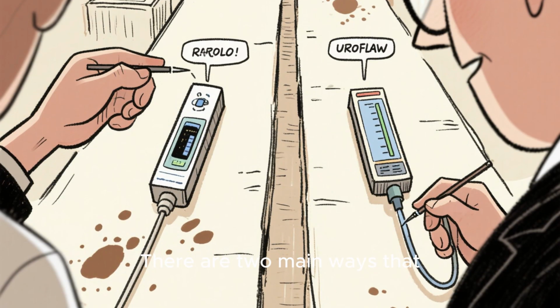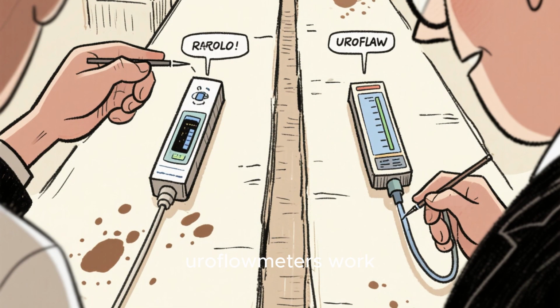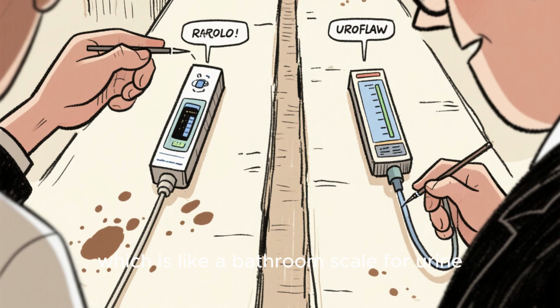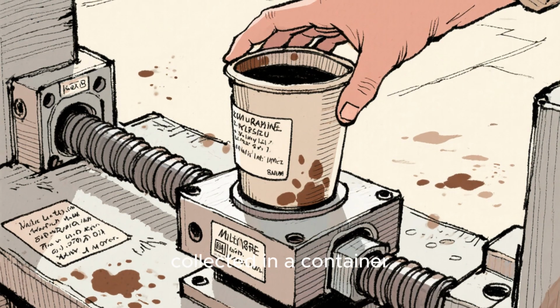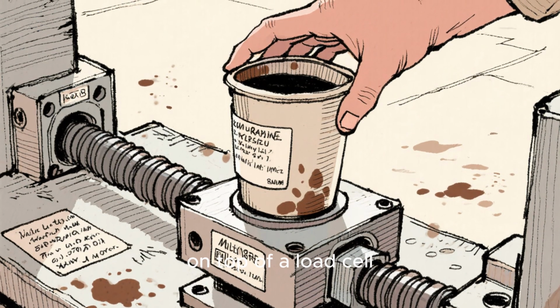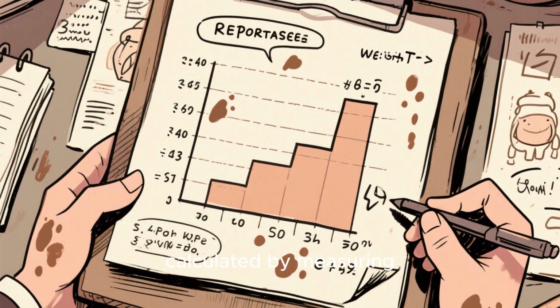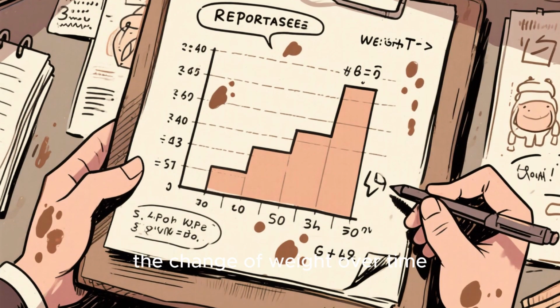There are two main ways that uroflowmeters work. The first is the gravimetric method, which is like a bathroom scale for urine. The urine is collected in a container on top of a load cell, which is a fancy weight sensor. The flow rate is then calculated by measuring the change of weight over time.